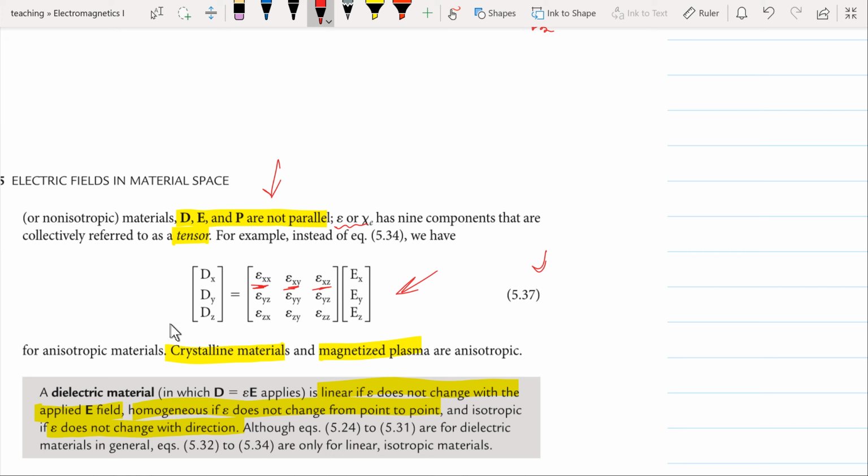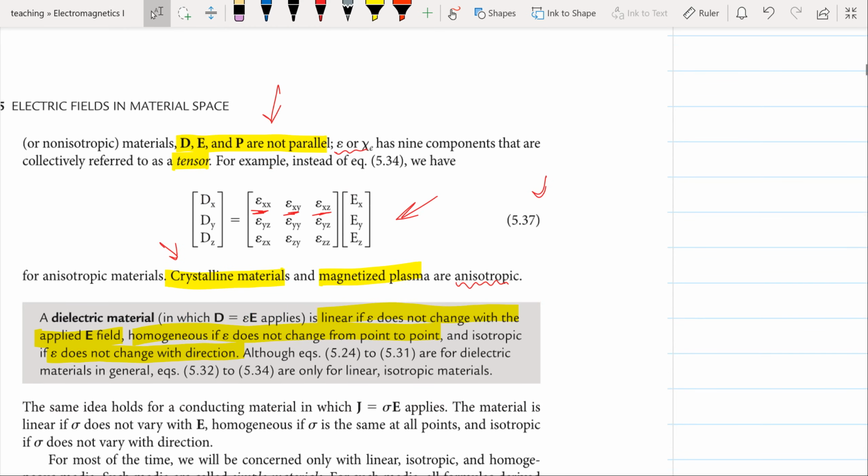One of the examples of an anisotropic material is that crystalline materials and magnetized plasma are examples that demonstrate anisotropy. So we also define now formally a dielectric material using the three terms: homogeneity, linearity, and isotropy. Therefore, we say that a dielectric material is linear if epsilon does not change with applied field E. It is homogeneous if epsilon does not change from point to point, and isotropic if epsilon again does not change with the direction.